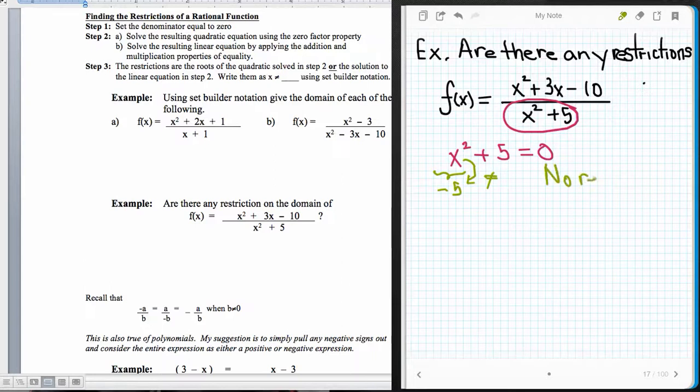So remember, just because you have a denominator that contains a variable doesn't mean there are restrictions. It just depends upon whether you can make that denominator equal to 0 or not. So just keep that in mind.